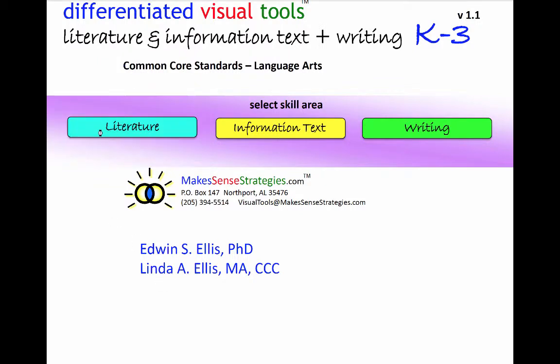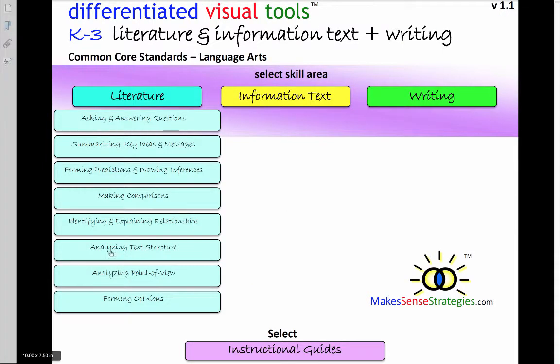So if I click on literature, what opens up is a series of links to menu pages that address very specific kinds of DVTs that address different types of standards. The Common Core addresses several different types of literacies. For example, asking and answering questions, summarizing key ideas and messages, making comparisons, analyzing text structure, and so forth. Each of these are links that access menu pages that provide DVTs specifically designed for those particular types of standards.